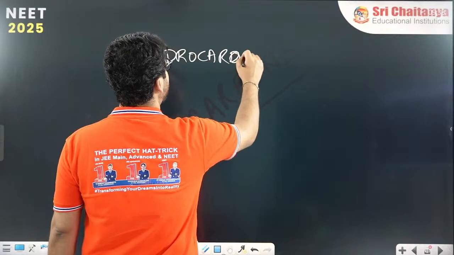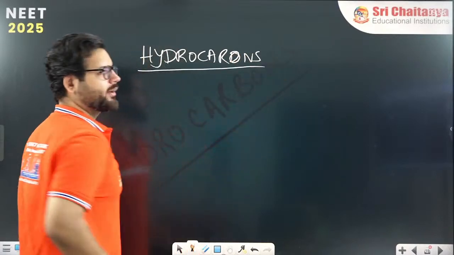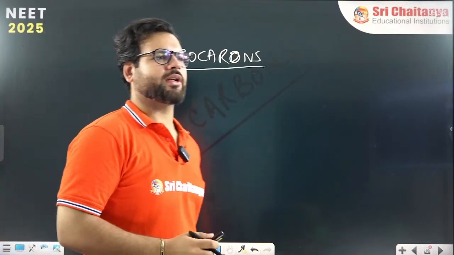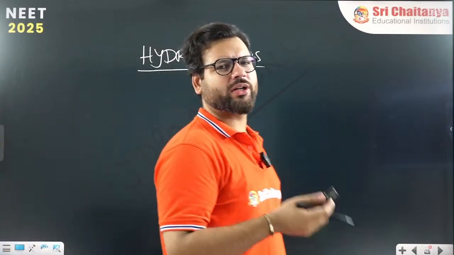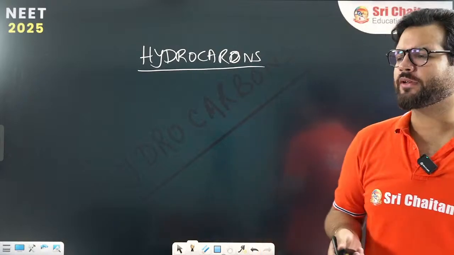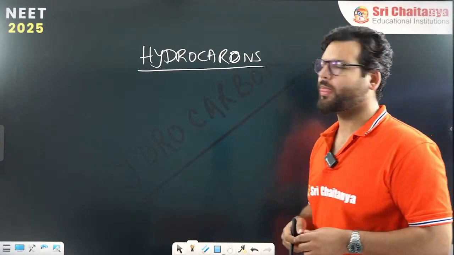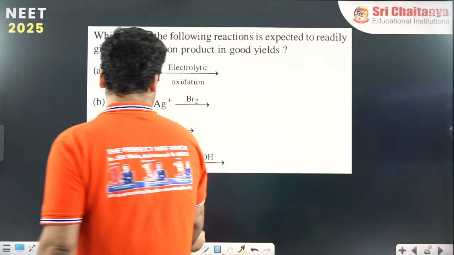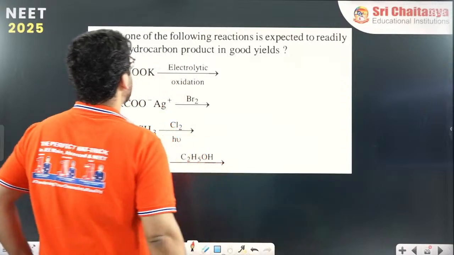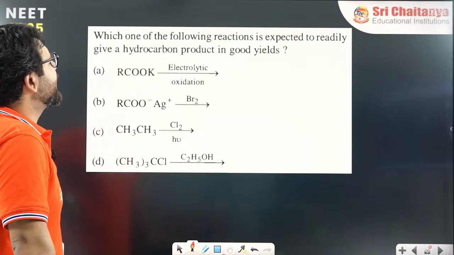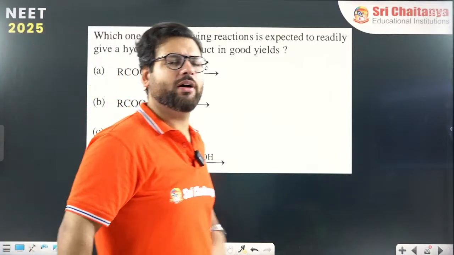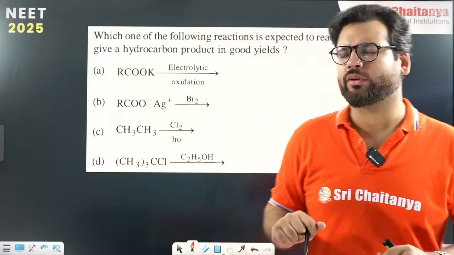So we are done with our first chapter of organic chemistry, which is general organic chemistry, and now we will be starting with the more reaction-related chapters, which are hydrocarbons till amines. Okay, let's do the first one. Which of the following reactions is expected to readily give a hydrocarbon product? Who will give an alkane, alkene or alkyne is the question.